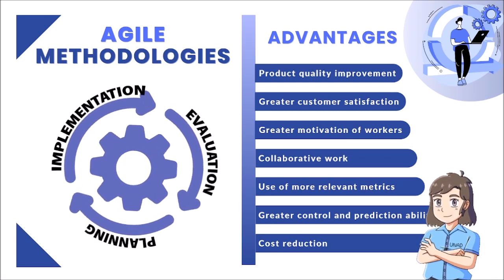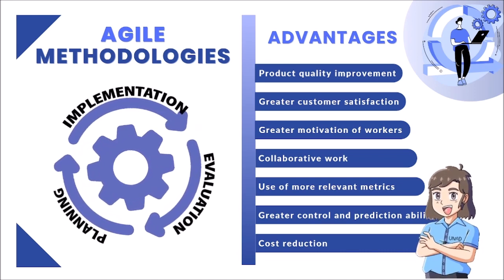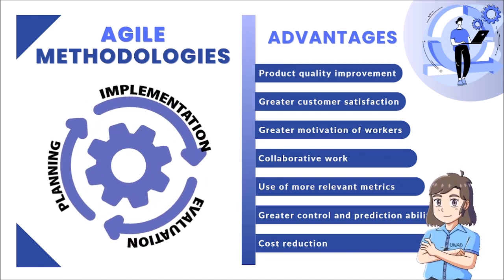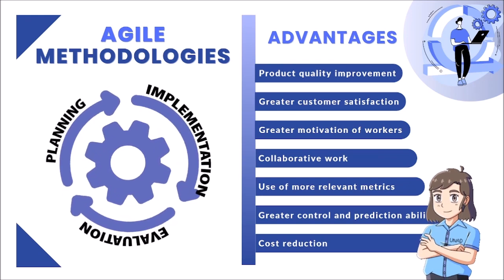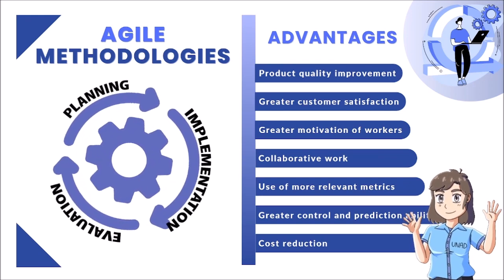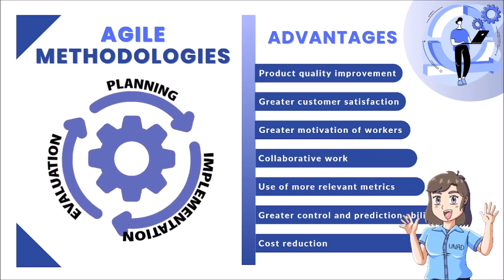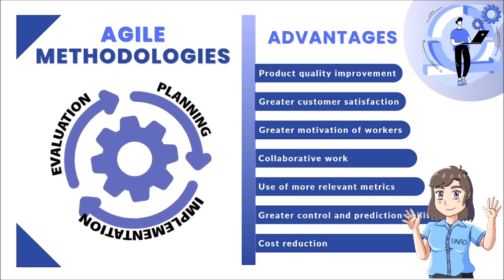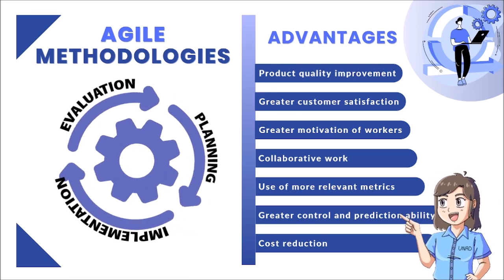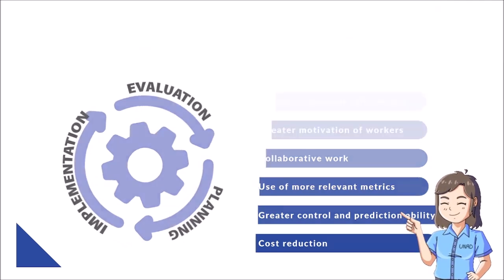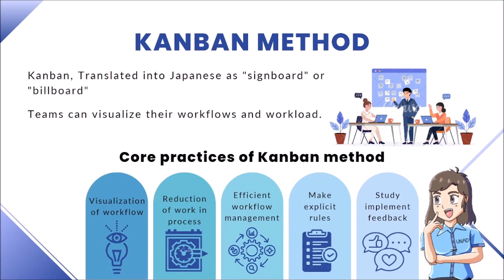It's organized through rapid iterations that imply constant collaboration between the client and the work team and continuous improvement of the product. Once the scope of the project is defined, the work teams develop a cycle of processes with several stages: planning, implementation, and evaluation. There are many agile methodologies. In this case, we will talk to you about the Kanban method.